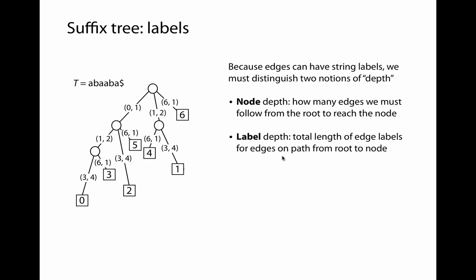Then there's the notion of label depth. This is just the total length of all the edge labels for the edges that are on the path from the root to the node. So let's take that same node again. What is this node's label depth? Well, it's 2, right? Remember these pairs here mean offset, length. So the length of the string labeling this edge is 2. So this node's label depth is 2. And just to pick a slightly more complicated example, let's pick this node here. This node's node depth is 2, and this node's label depth is 6. 2 plus 4.